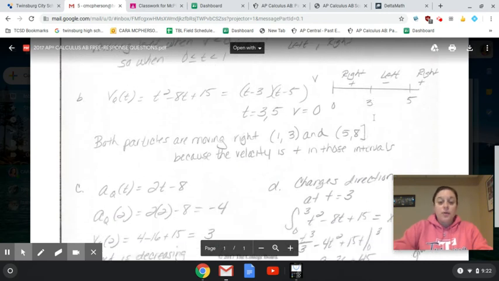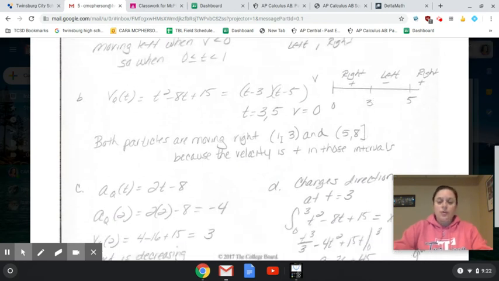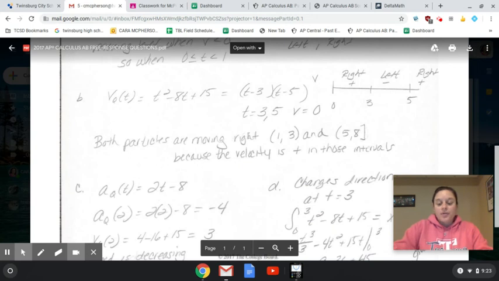So we actually have two intervals, from 1 to 3, and you don't need to actually include 1 and 3 because that's like a direction change. And then from 5 to 8. The reason I included 8 is because 8 is the end of the interval, and at that point, they're both going to the right. So I just wrote down these are my intervals, and the reason is because they both have a positive velocity there. What did they do for scoring?